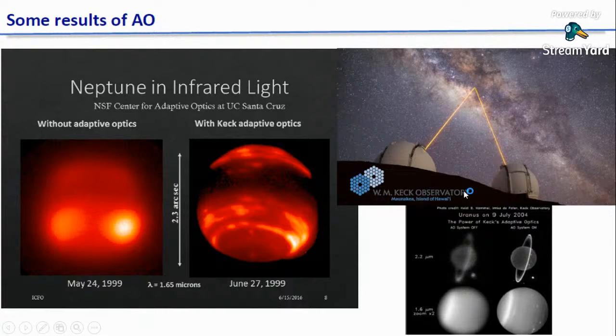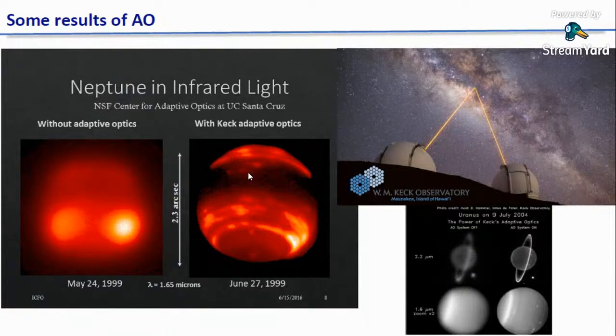And this is the image of Keck Observatories at Mauna Kea. These sodium laser beams are being fired out, and you can see another image of Saturn. This is Uranus, and without adaptive optics and with adaptive optics, you can see that you get much clearer images with the adaptive optics system.